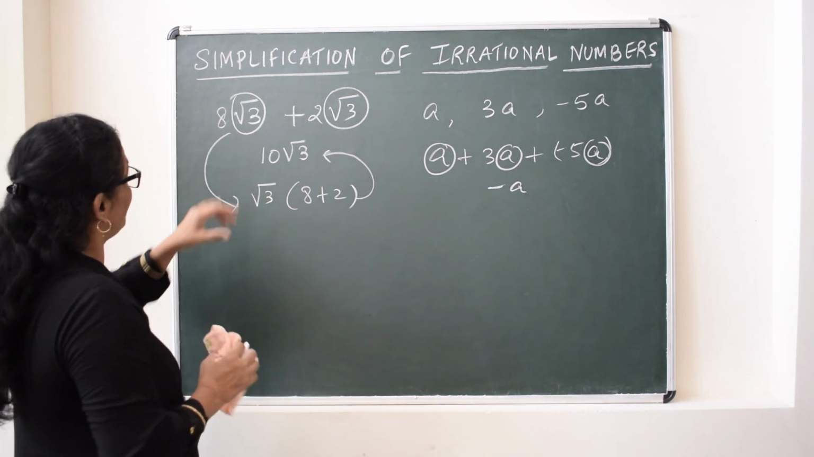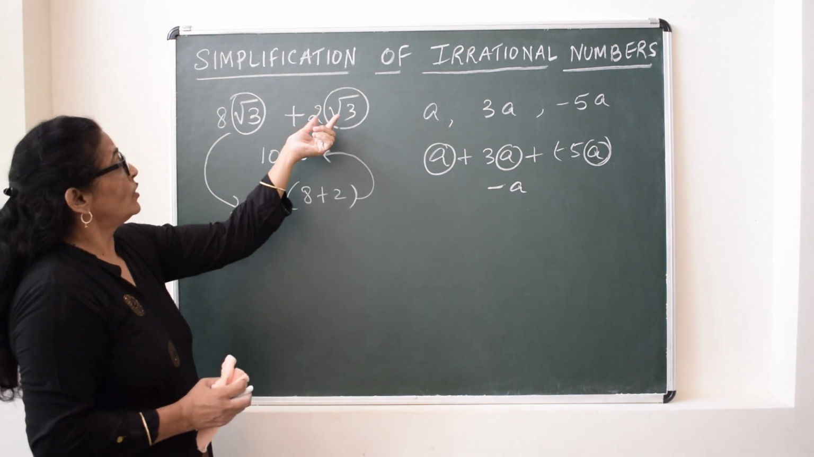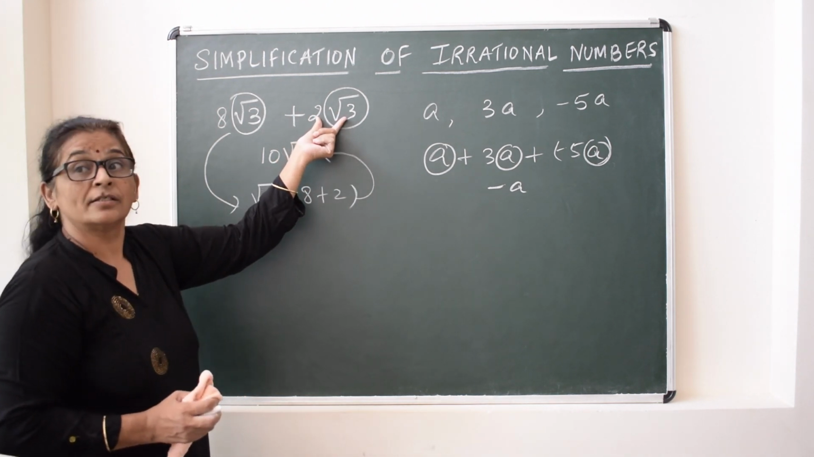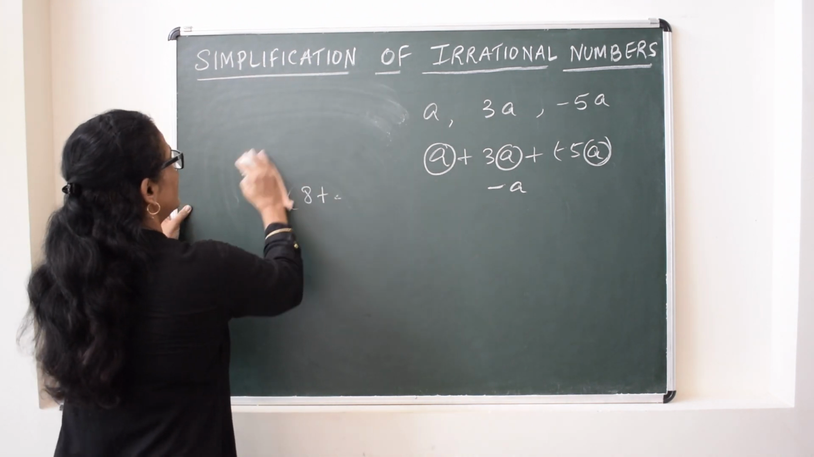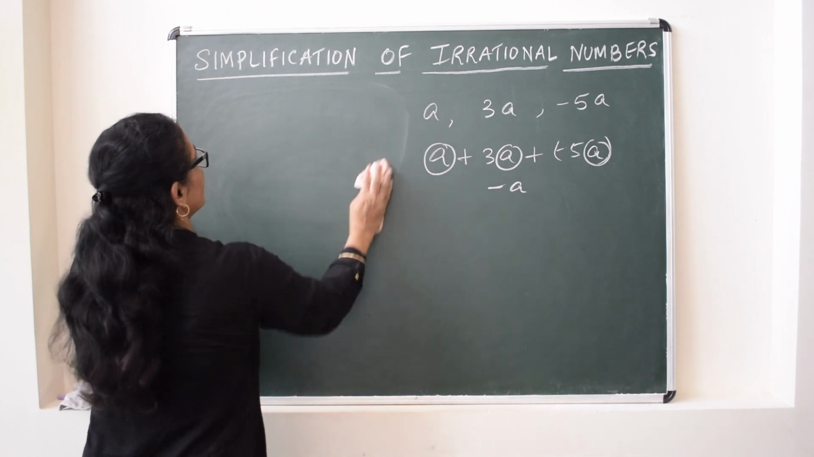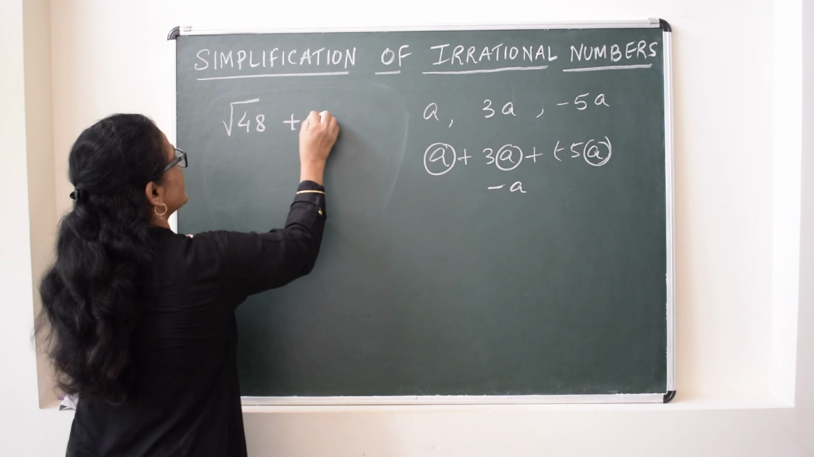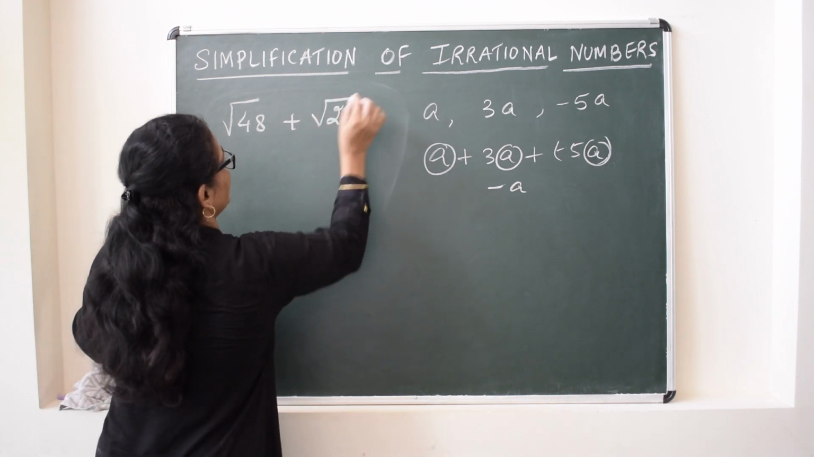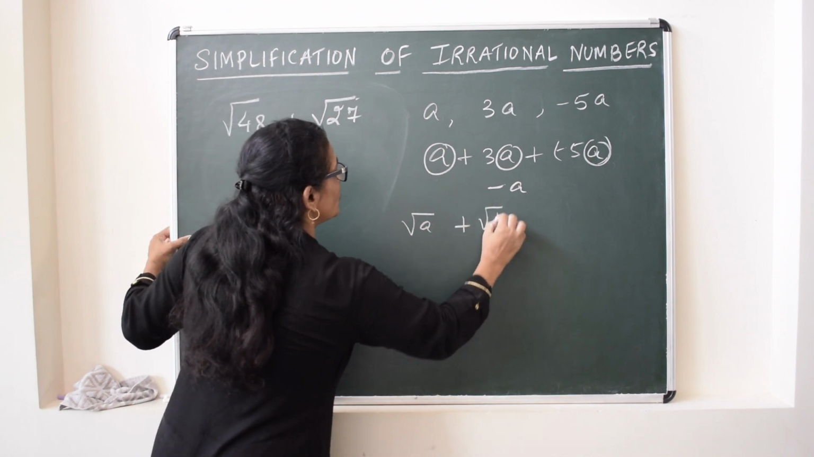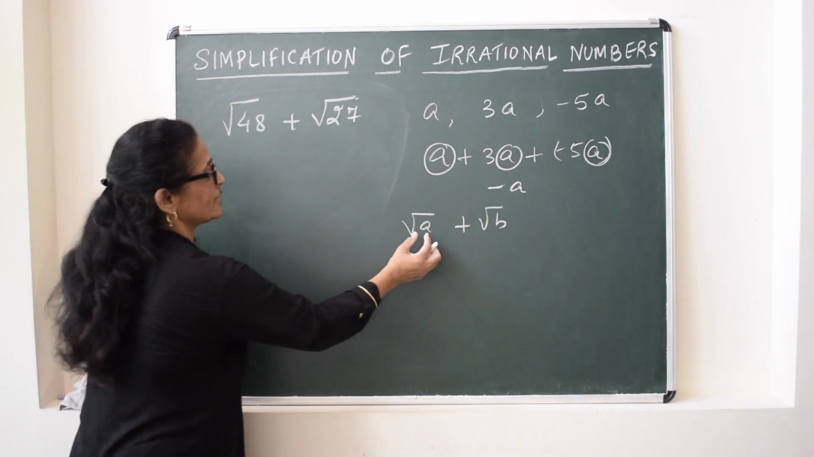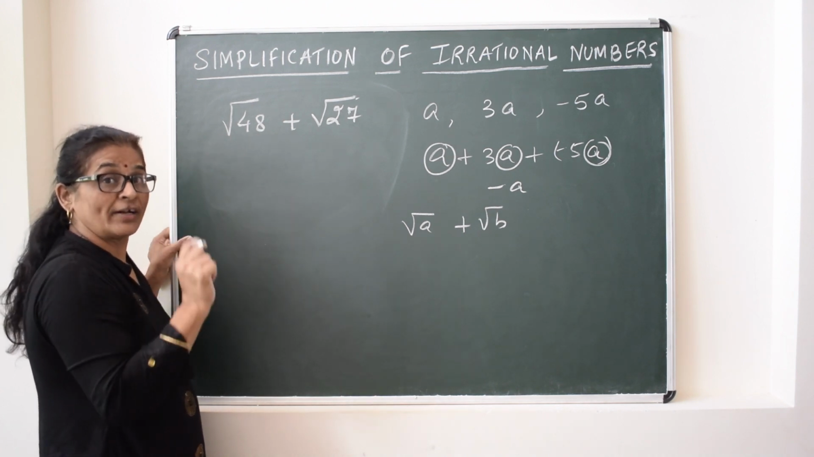Second case, if the given irrational number is not given in the mixed surd form, what we can do is rewrite it. For example, if it is given, add root 48 and root 27. This is something like root a plus root b. But unless we change it into mixed surd, we cannot see its irrational factor.